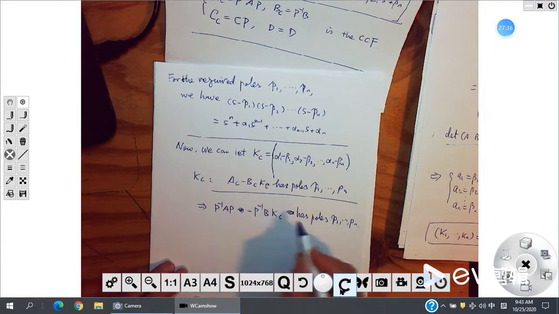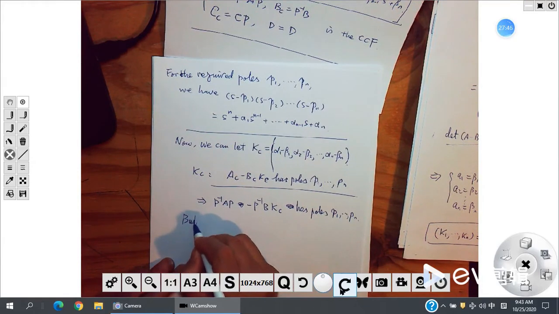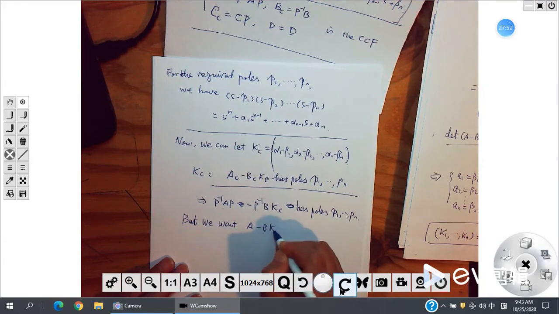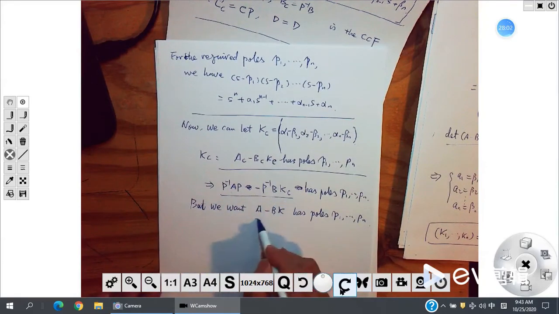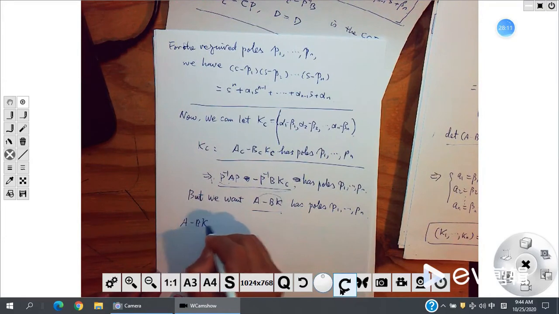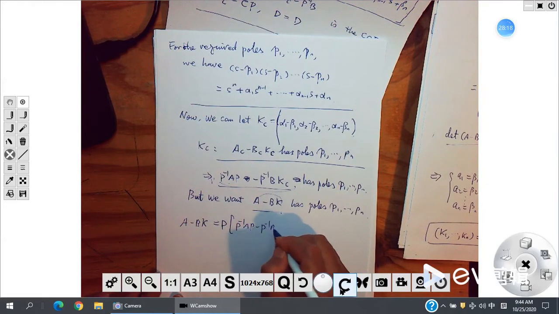Then we want A, right? But we want A minus BK has poles P1 to Pn. Now you compare these two. This one, it is just this one times P and P inverse. A minus BK equal to P times P inverse AP minus P inverse BKC, P times it and times another P inverse.